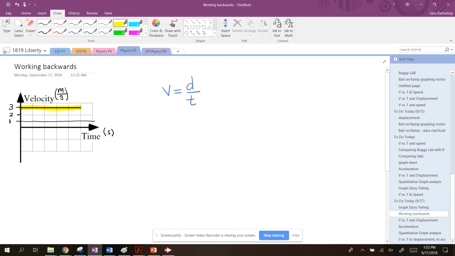And this right here is my graph. So my question is that I am traveling at 3 meters per second for 5 seconds. If I'm traveling at 3 meters per second for 5 seconds, how far do I go? Where did you get that number? Where did that come from?